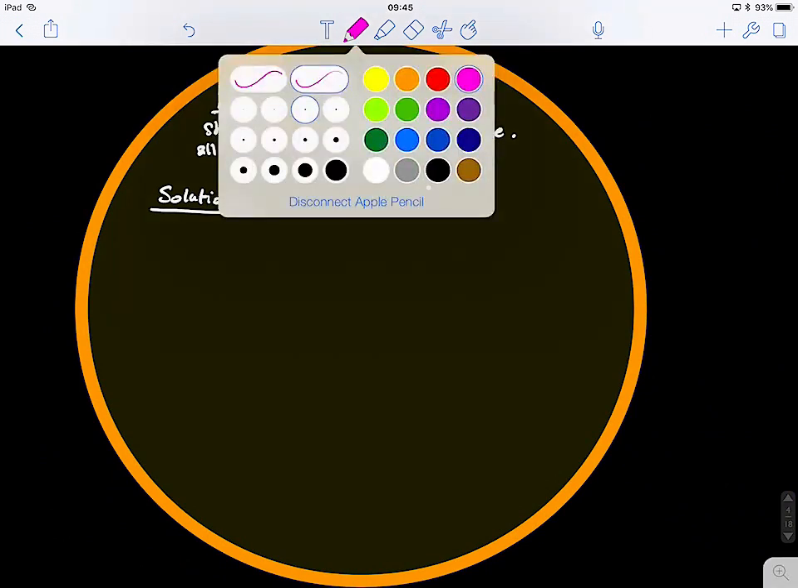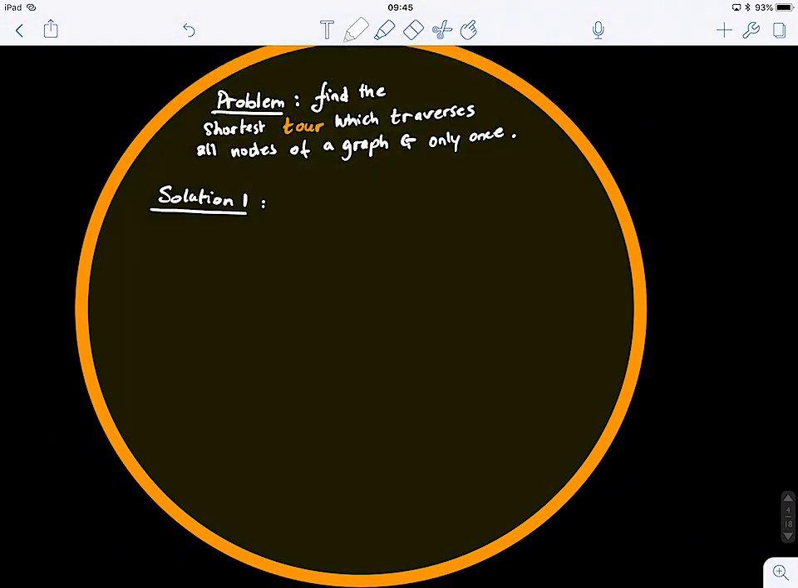So what do we have here? Find the shortest tour which traverses all nodes of a graph G only once. This is slightly different from the Euler problem, because Euler focused on edges. He wanted to cross the edge only once. In this case, we want to start from a point, go over all the nodes in the graph, and come back to that node.